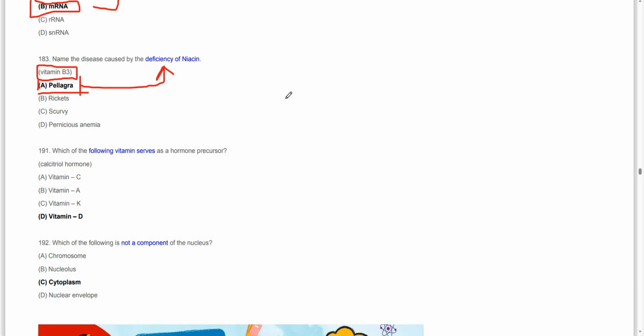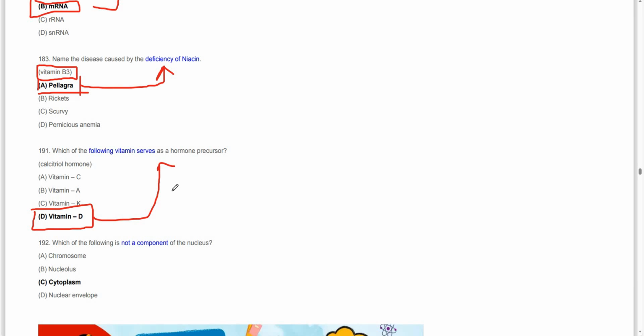Moving on to next. Which of the following vitamin serves as a hormone precursor? Vitamin D is known as the hormone precursor. That is, it comes before the hormone. So basically, which of the following vitamin serves as the hormone precursor?